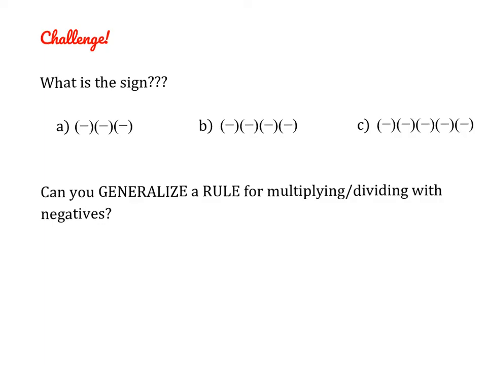So for part A, when I'm multiplying 3 negatives, those first 2 will actually cancel each other out. This negative times this negative will become a positive. However, I still have a negative left over, so my sign is going to be negative. But let's look at part B. These 2 negatives cancel each other out. These 2 cancel out, so I have a positive. Let's look at part C. These cancel out, and I have a negative.